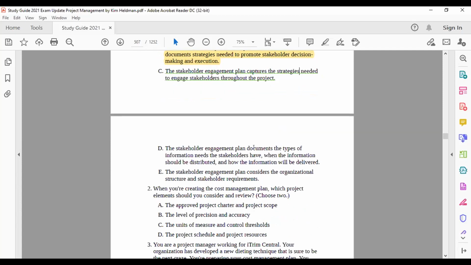The stakeholder engagement plan documents the type of information needs. Again, documents the type of information needs. This is again what? Communication, right? Which type of information they need. Correct?